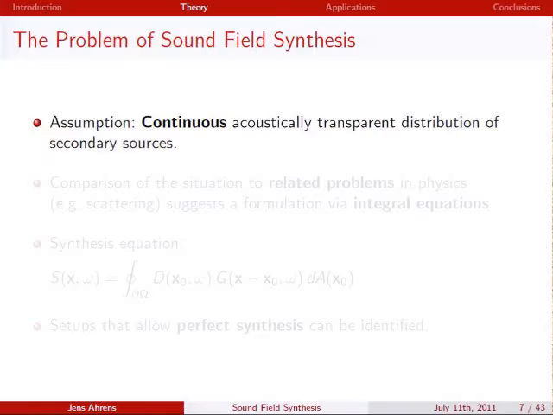A very elegant starting point is to assume a continuous distribution of secondary sources. Typically in theory you would not speak of loudspeakers, because sometimes you assume properties that cannot easily be associated to a loudspeaker that has a spatial extent and is a discrete entity. So in this case you assume a continuous layer of secondary sources, and then you can easily compare the situation to related problems for which the solutions exist.